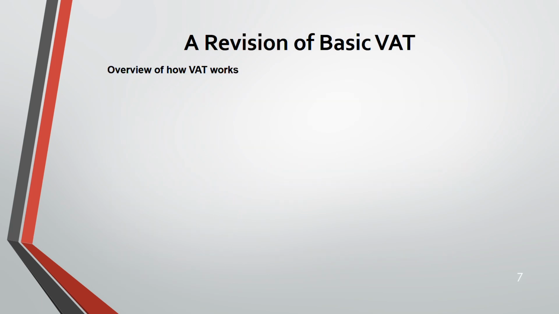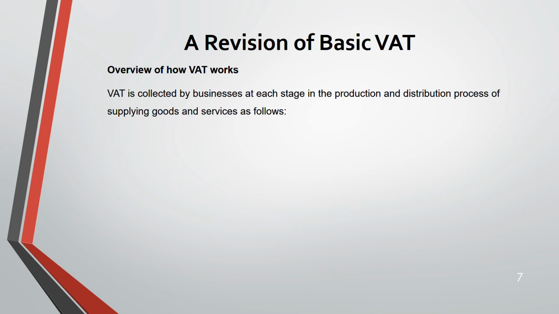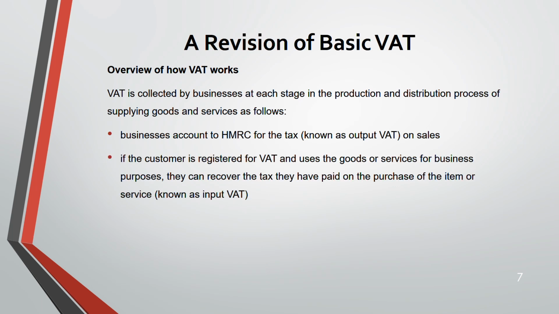Now, how VAT works. Remember, VAT is collected by businesses at each stage in the production and distribution process of goods and services. Businesses account to HMRC for the tax known as output VAT on sales. If the customer is registered for VAT and uses the goods and services for business purposes, they can recover the tax that they have paid on the purchase. But they have to be registered for VAT to reclaim that. If your customer is not registered for VAT, they can't recover the tax from HMRC, which is known as input VAT.